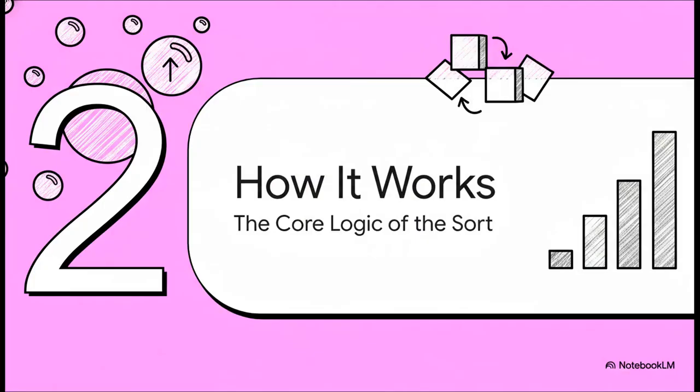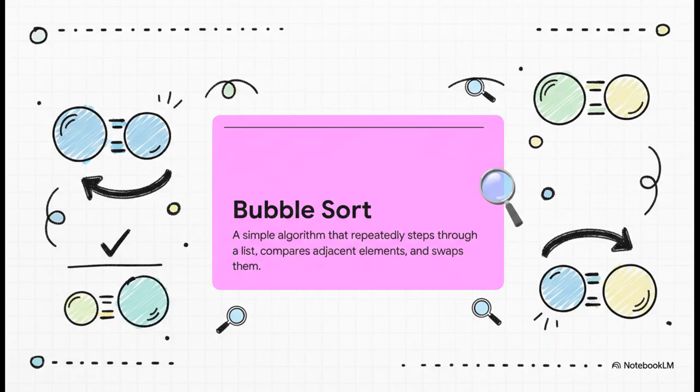Okay, so how do these bubbles actually rise? Let's get into the nitty-gritty and break down the core mechanics of how this thing actually compares and swaps its way to a perfectly sorted list. So here's the formal definition, but honestly, it all boils down to two really simple actions that just get repeated over and over and over again.